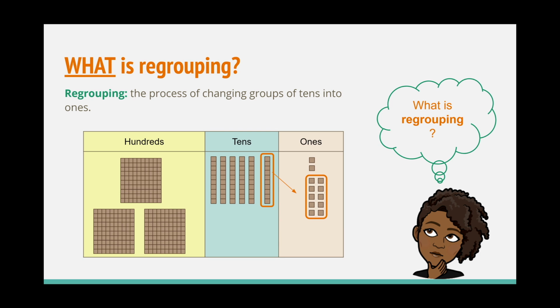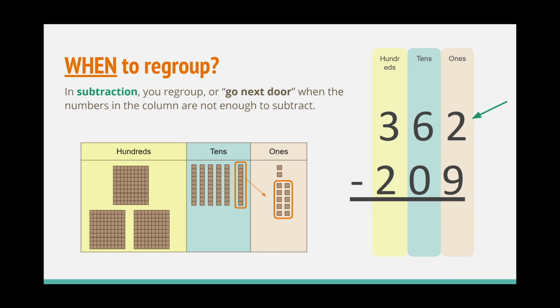So what is regrouping? If you watched the previous video, we talked about regrouping before. Regrouping is the process of changing a group of tens into ones. When we go from subtraction, we're regrouping from the hundreds, or we're regrouping from the tens. When do we regroup? In subtraction, you regroup or go next door when the numbers in the column are not enough to subtract. So if you look at the number 362, there's a 2 in the ones place, and we're subtracting 209. If we have two ones, we can't take 9 away.